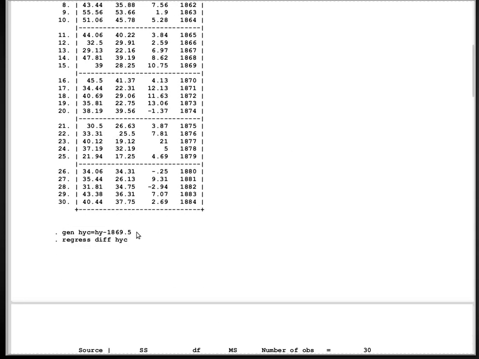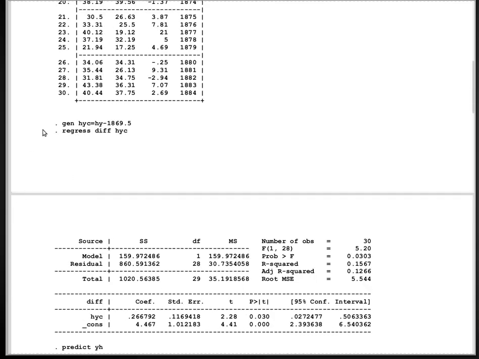So we'll use a centering here, as Fisher did. We'll center on the average, which is 1869.5. And then we will carry out a regression analysis of the difference on the centered year. Here we're wondering, is the difference changing with year? Because now the difference is going to tell us whether the difference between the two exposures, the two fertilizers, is changing over time. That was essentially the research question.